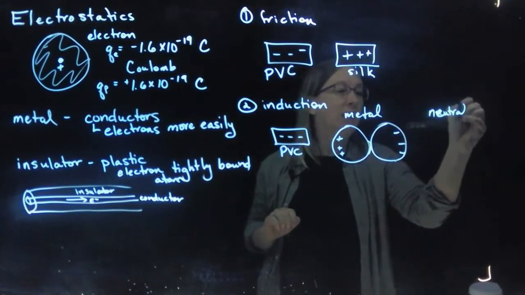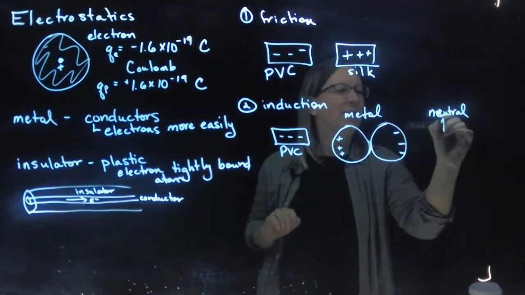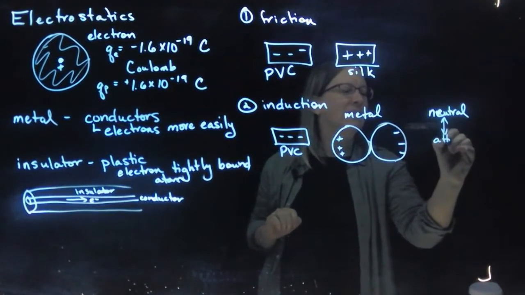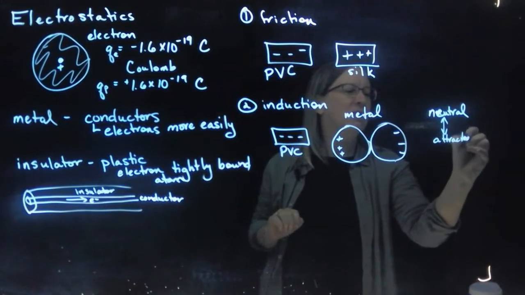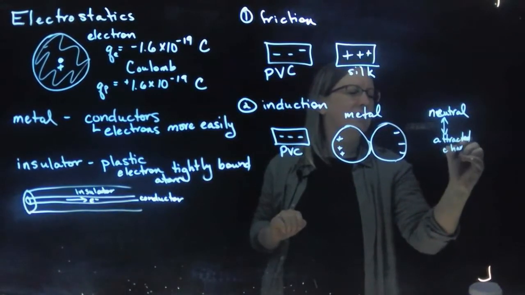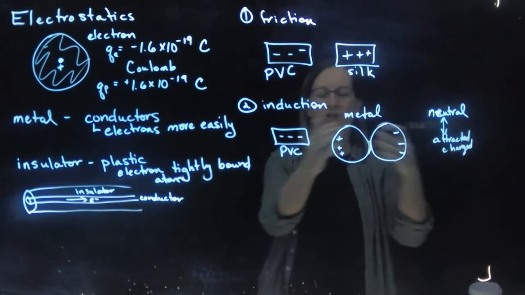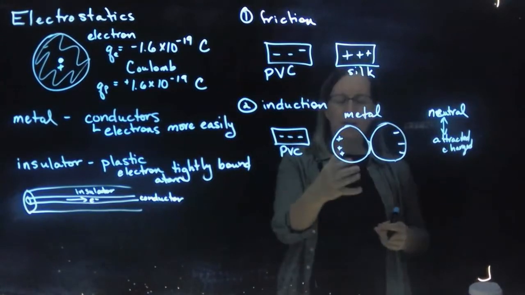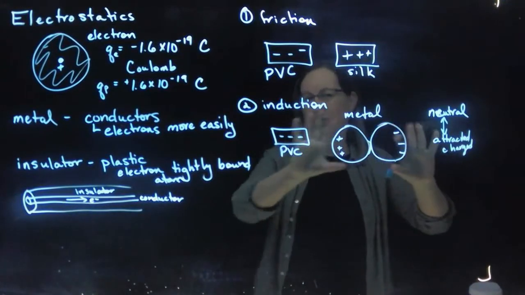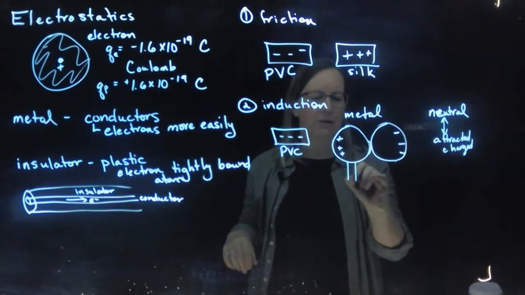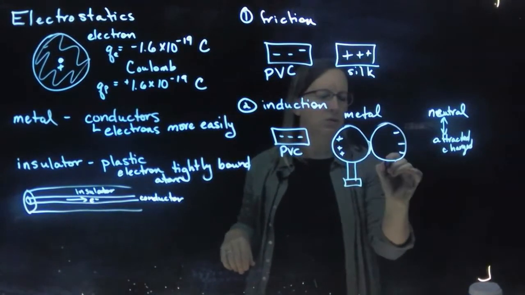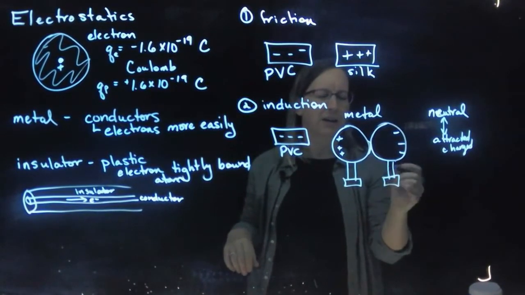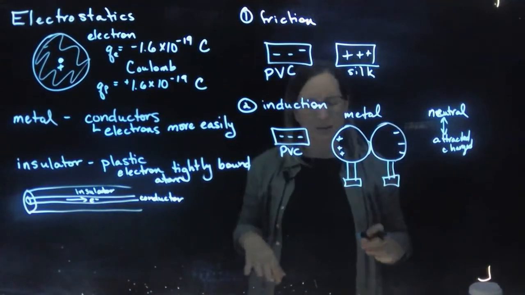If I can spell it, something that's neutral can be attracted to a charged object, right? Because of this charge separation. And then all we have to do is carefully, we don't touch them, obviously. They need to be on top of an insulator. This is usually the way we draw these insulator stands, so some sort of plastic that it's sitting on.